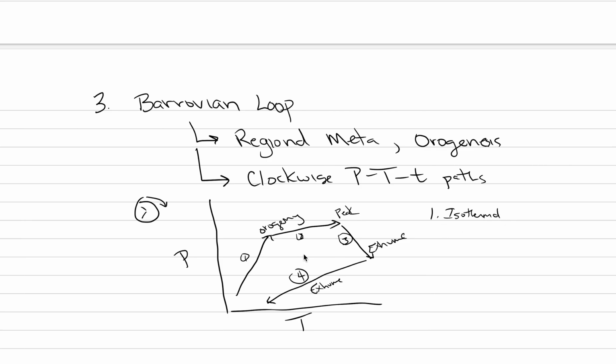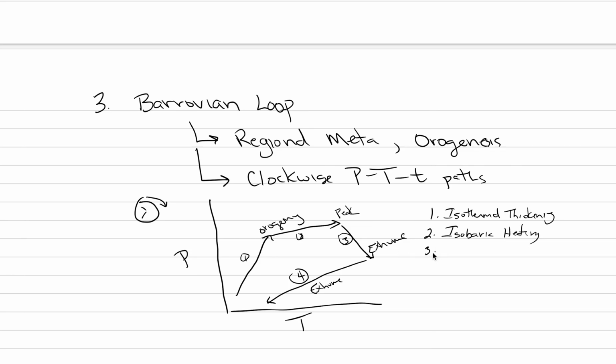Isothermal means same temperature, so this is not exactly the same temperature. I could have maybe drawn it a little steeper, but it's called isothermal thickening. We're taking it down deeper into the Earth's crust. It's caught in a mountain building event. Then there's a period where you're at very high pressure. It's almost isobaric, but it's warming up as it's caught down in the deep depths of the mountain range. So this part is called isobaric heating.